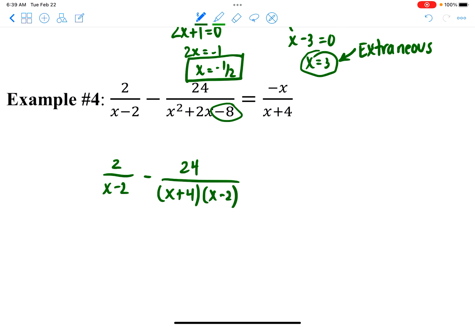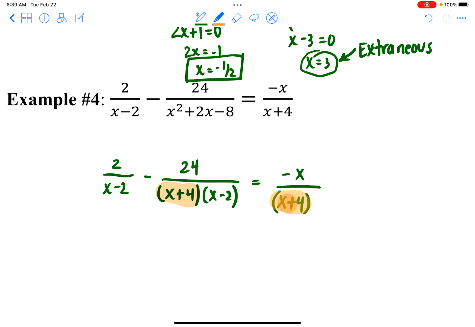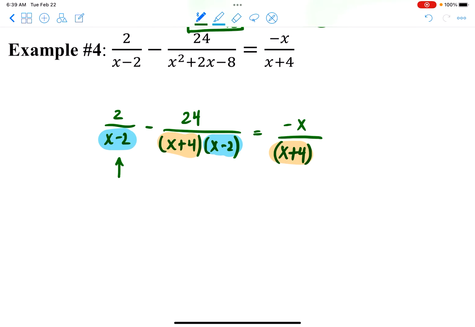Multiply to negative 8, add to positive 2. It is. Good. Okay, so this one's going to be negative x over x plus 4. So what's going to be our common denominator here? Well, we've got x plus 4, we've got x minus 2. So this guy needs to pick up the x plus 4. So let's go ahead and do that.